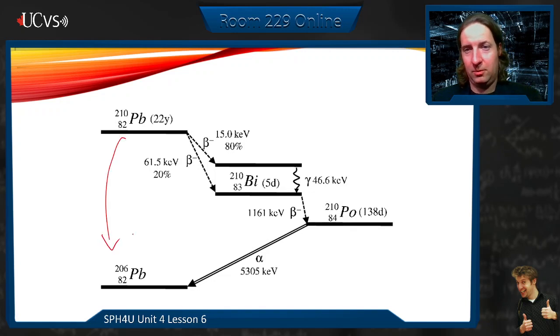Right, so we're going from here to here. So a sort of radioactive lead to a not radioactive lead. And it does that through what we call a decay chain. This is the decay chain of lead from 210 to 206.